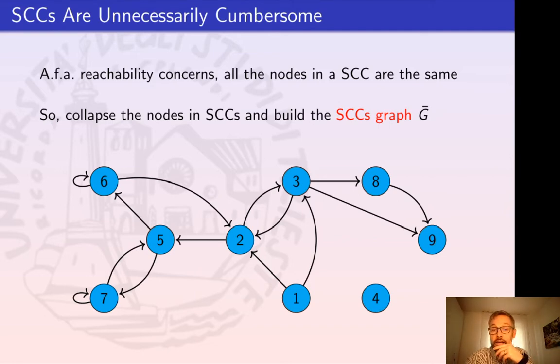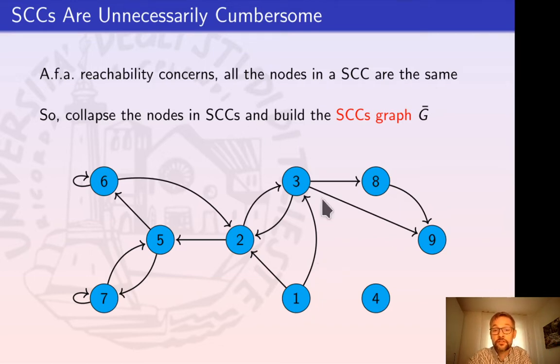Okay, and because of this, a possible way to improve the efficiency of the algorithm could be to build a collapsed version of the original graph, in which every strongly connected component is collapsed to one single node. Okay, that node will represent every node in the strongly connected component of the original graph, and so what's going on here?